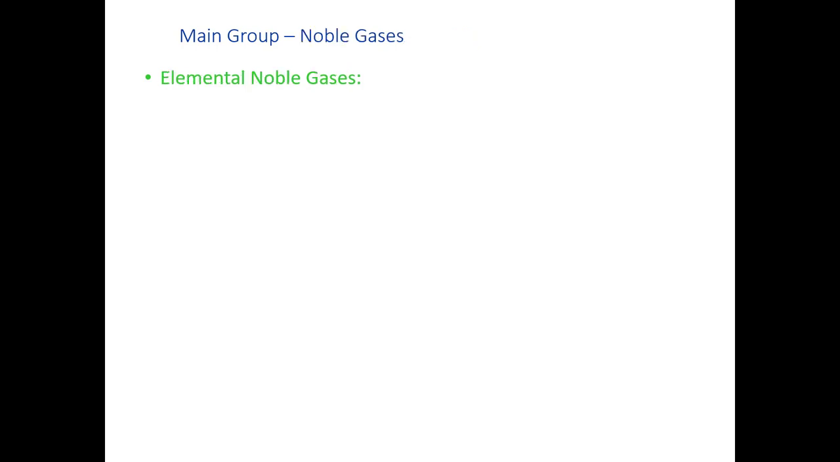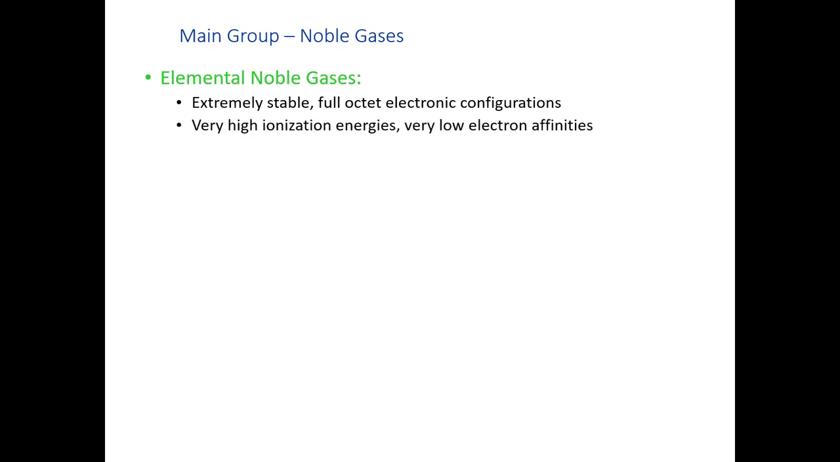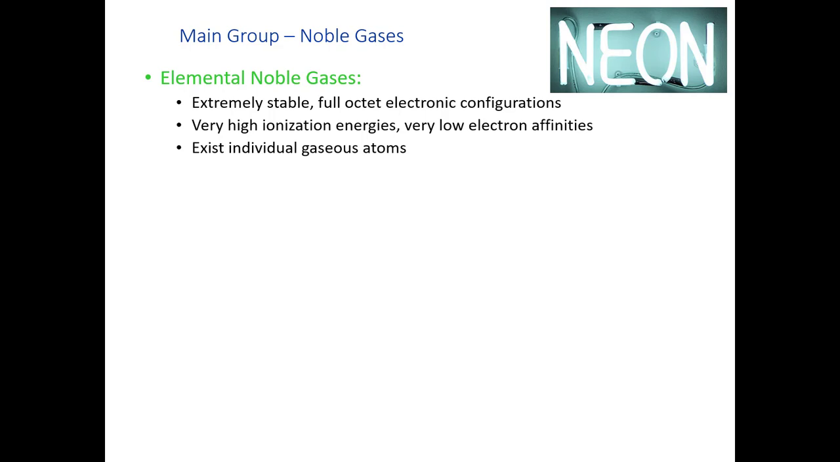The last group of the p block is the noble gases. They are extremely stable elements with full valence shells. They have very high ionization energies and very low electron affinities. They exist as monoatomic gases because they don't need to share electrons to achieve a full octet. The most reactive noble gas is radon, but not because of its chemical reactivity, but because it is radioactive.